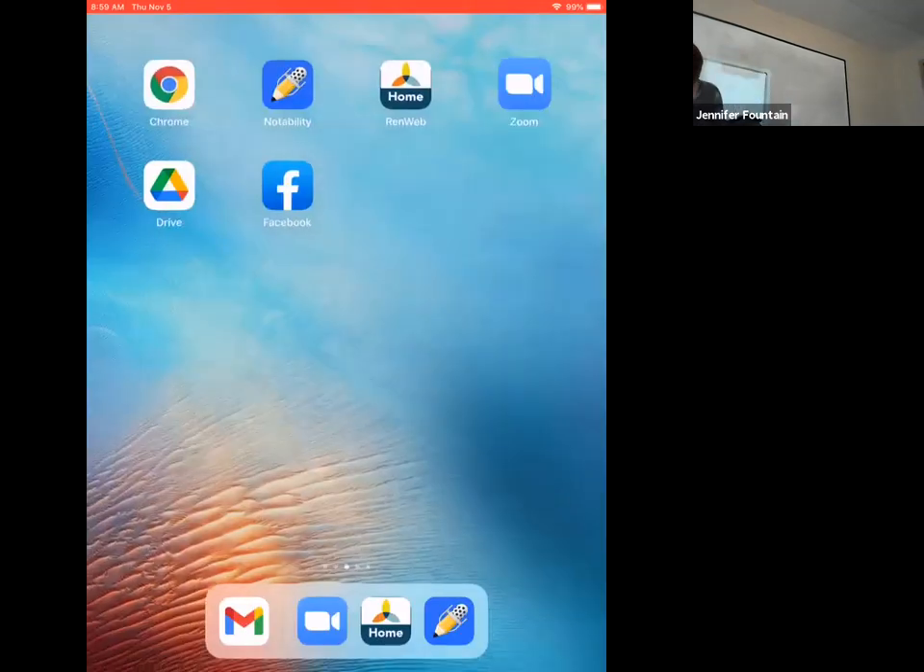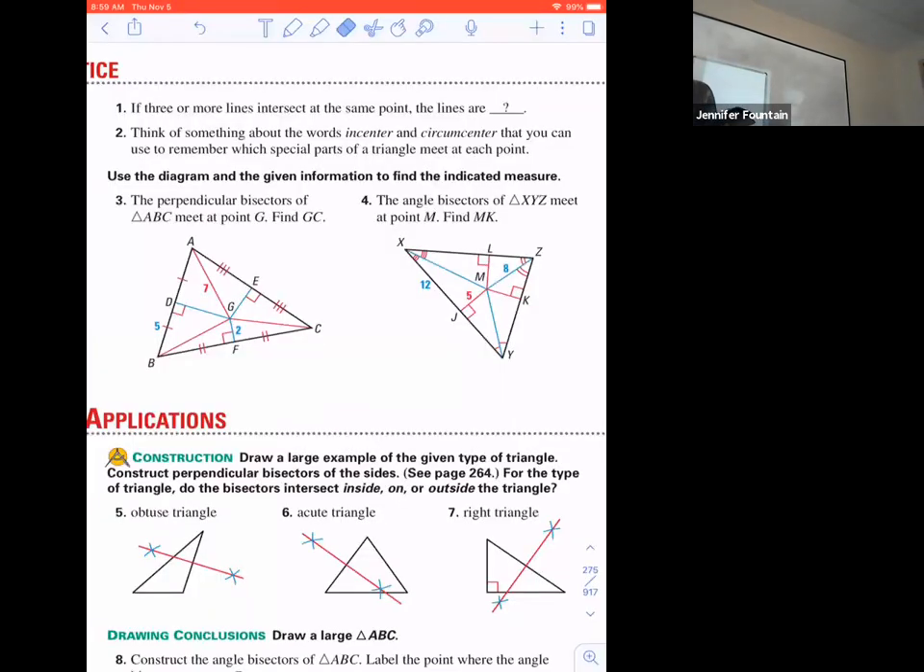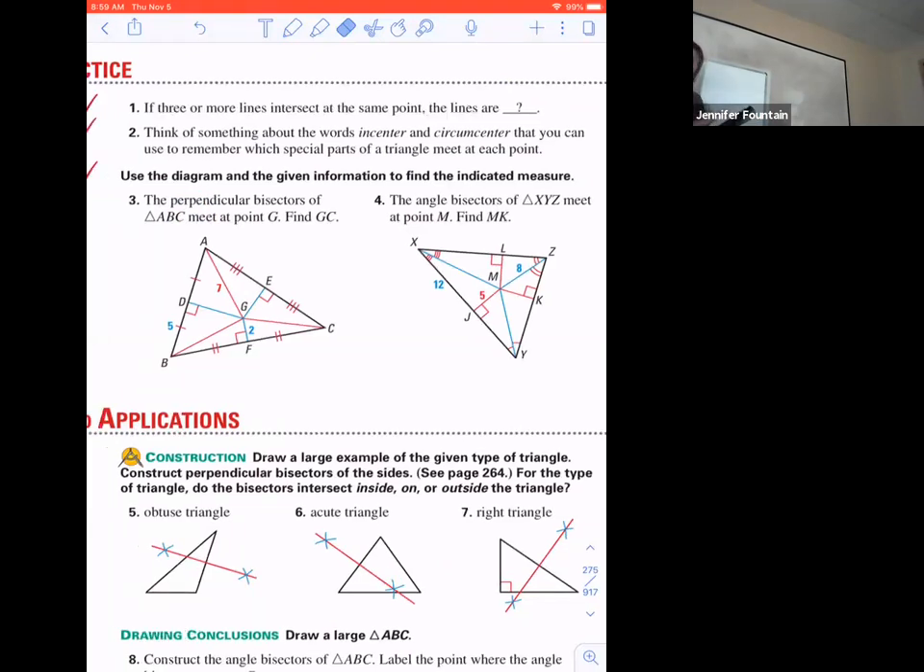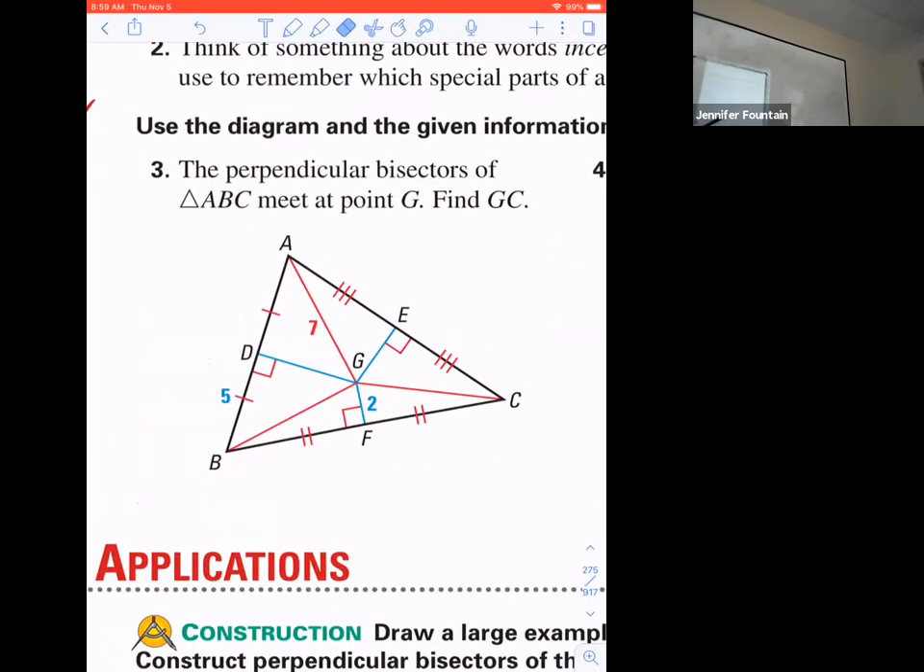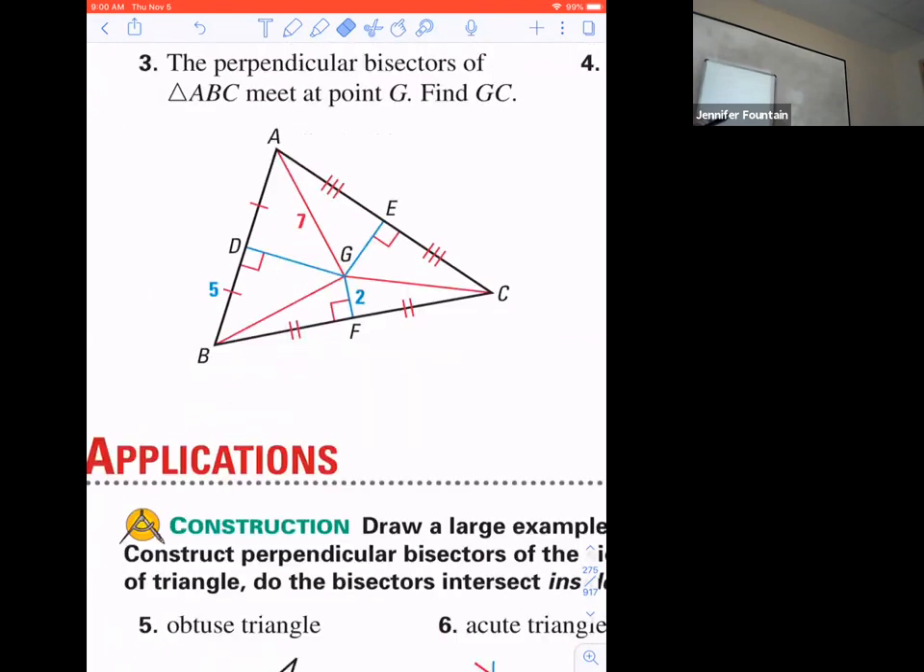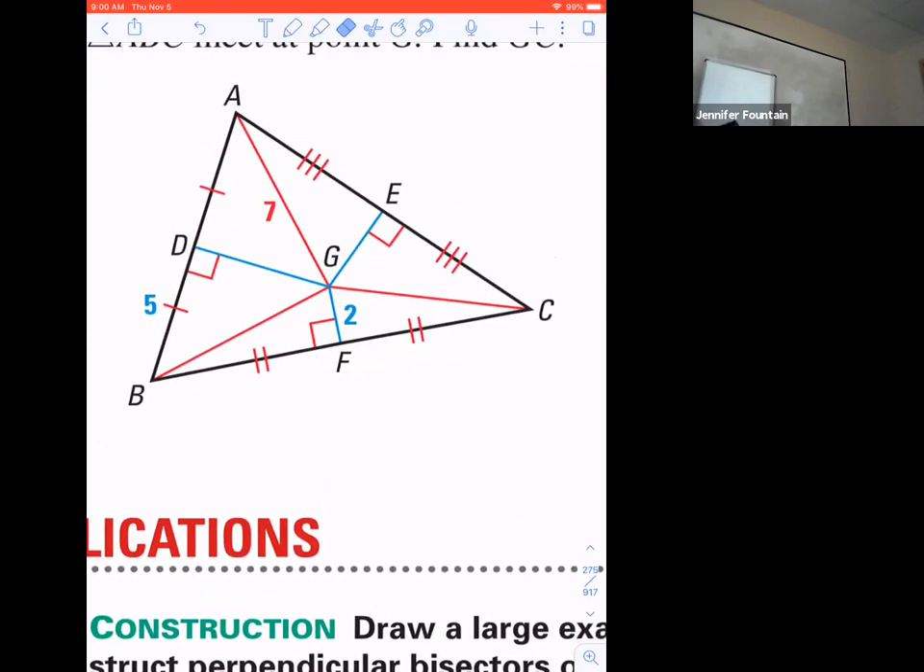Okay, so let's look at number 3. It says, use the diagram and the given information to find the indicated measures. The perpendicular bisectors of triangle ABC meet at point G. We need to find GC. All right, so I'm looking at this diagram here. What information do I know from looking at this diagram and understanding bisectors? What do I know about what lengths are congruent?